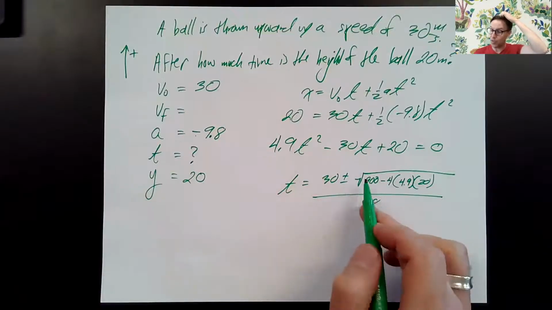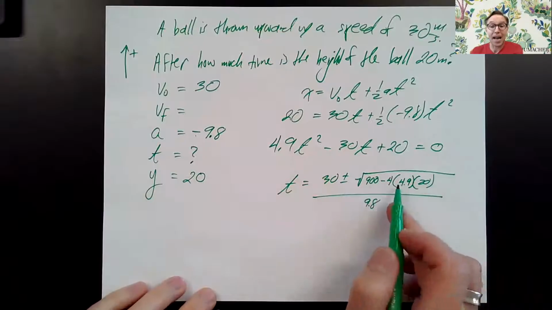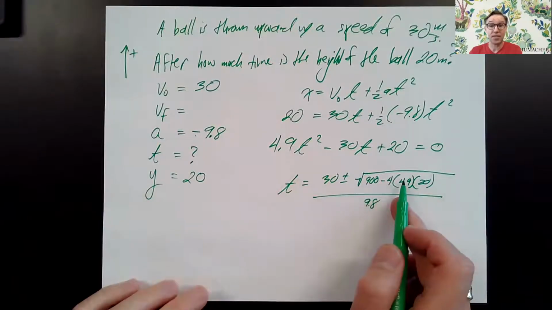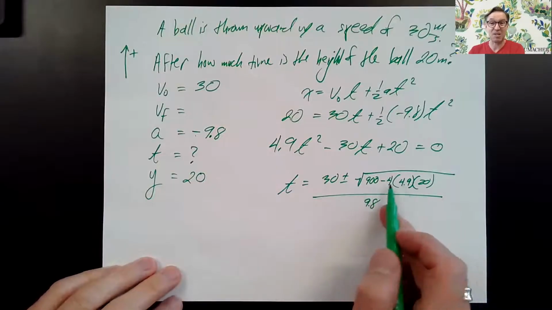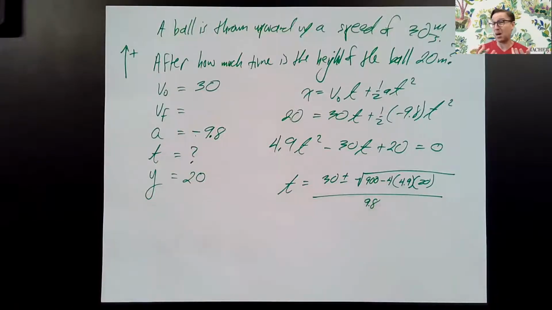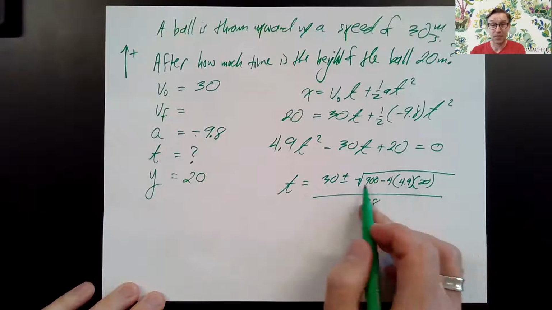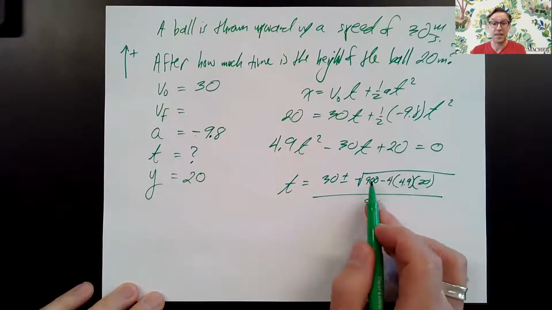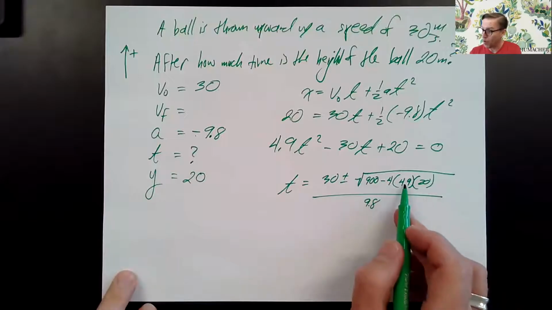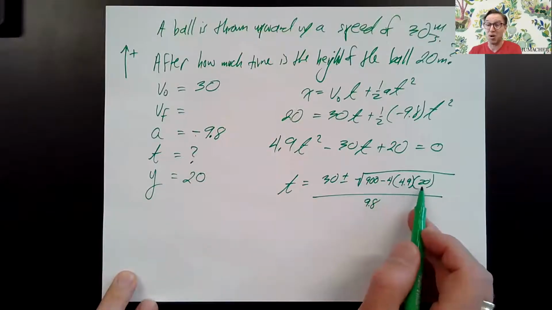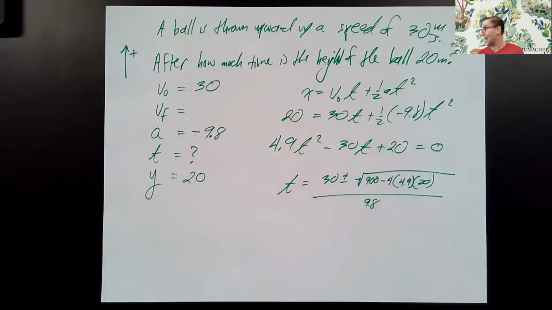I have a square root. I hope that underneath that square root, I have a positive number. If I have a negative number under there, that means something impossible is happening, because the square root of a negative number is imaginary. So I'm hoping that 4 times 4.9 times 20 is smaller in size than 900, so that underneath the square root, I have a positive number.